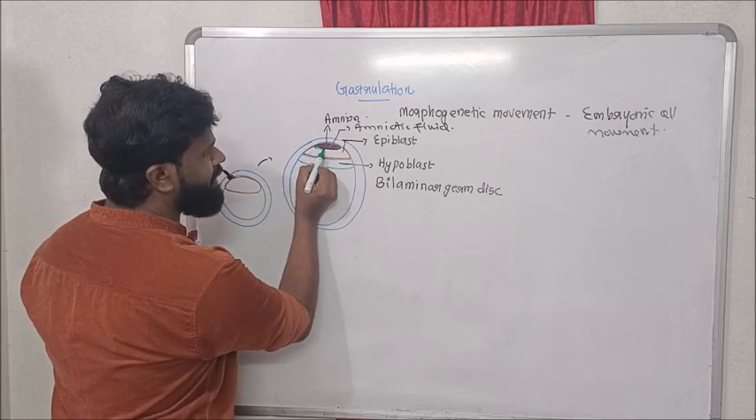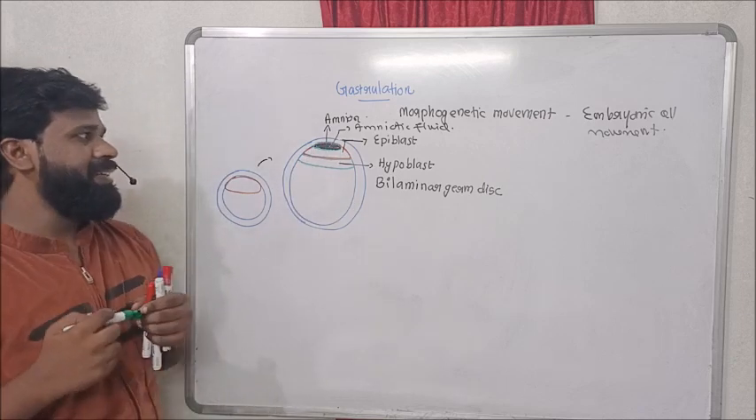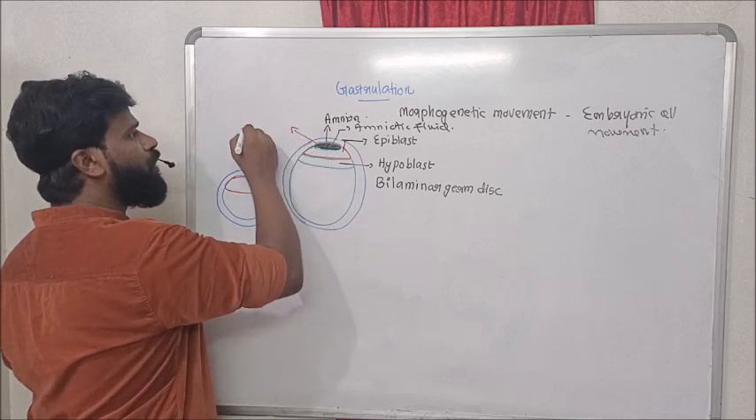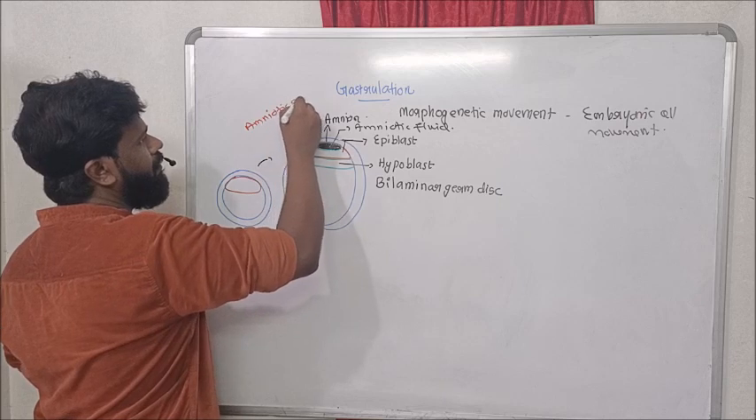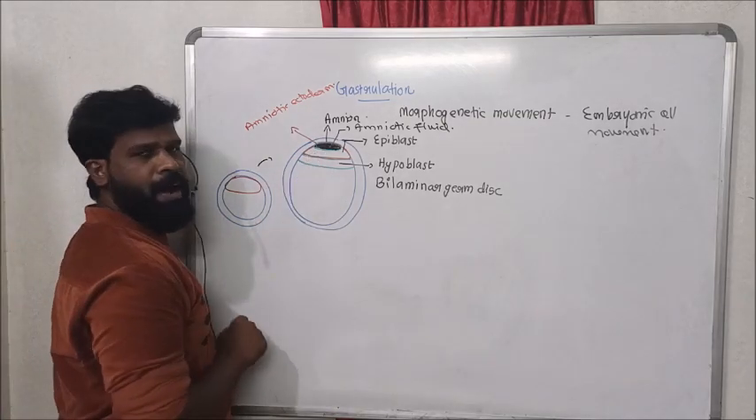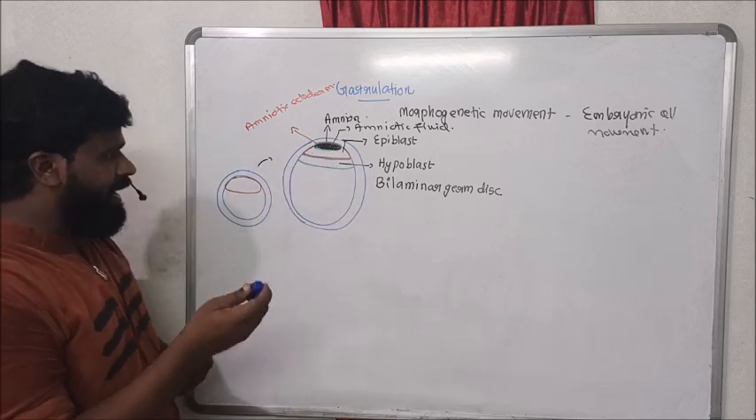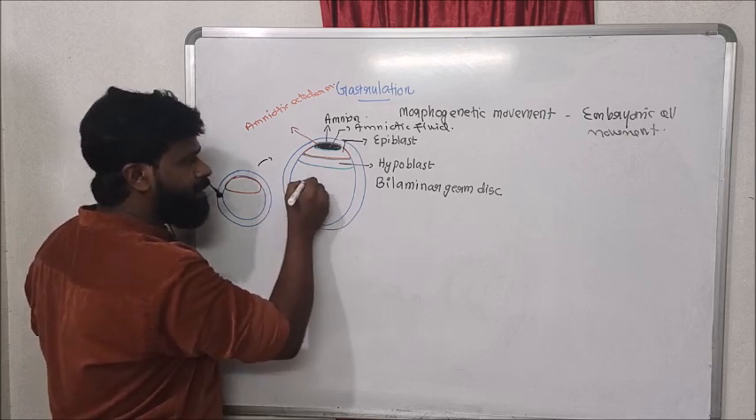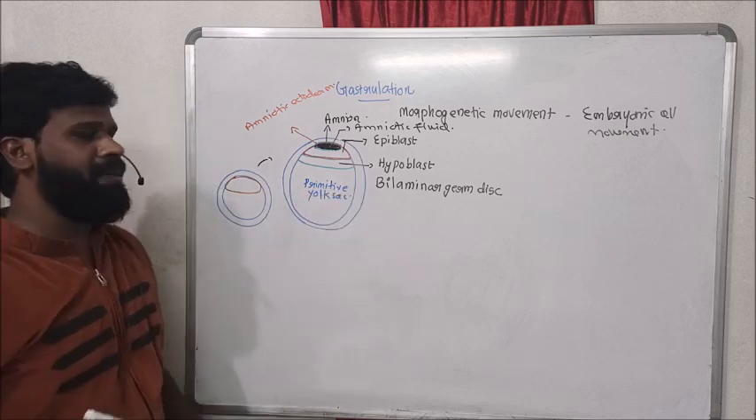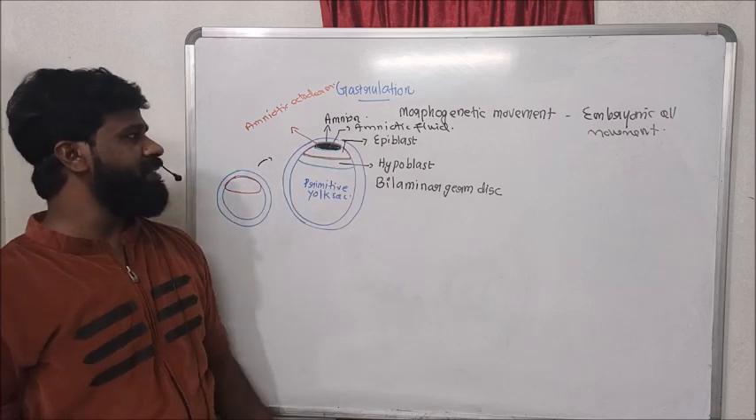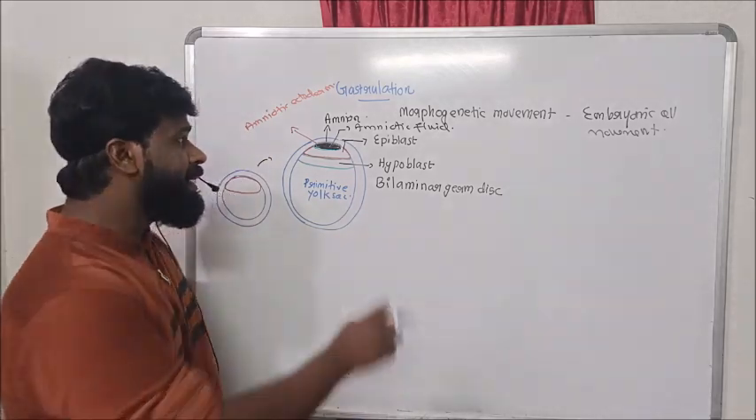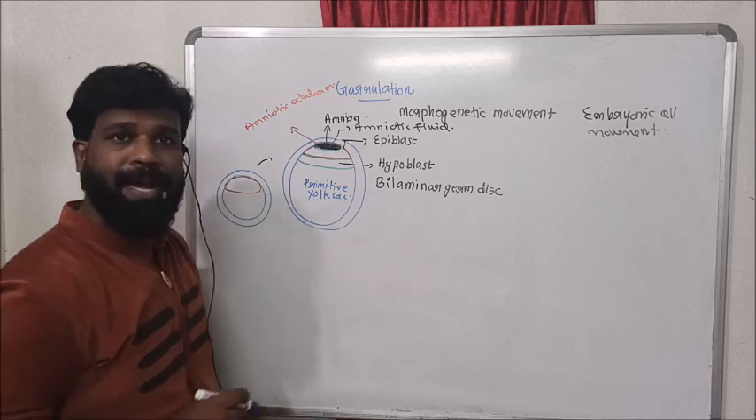The lining of the amnion is actually made of cells of the epiblast. That layer is called the amniotic ectoderm. So this is the amnion, epiblast, and hypoblast. And this cavity is now called the primitive yolk sac. From this stage, we look at the hypoblast layer.